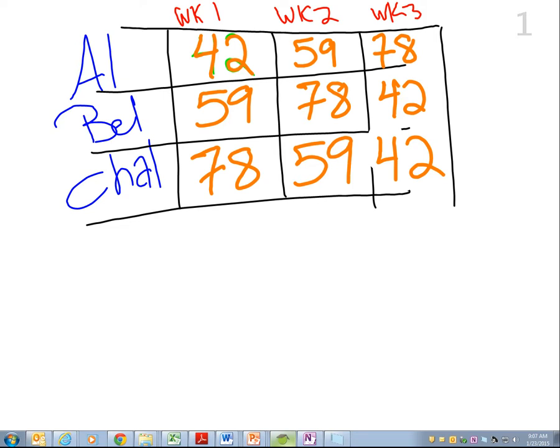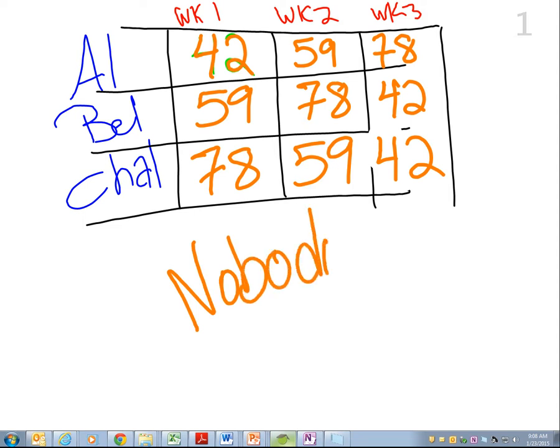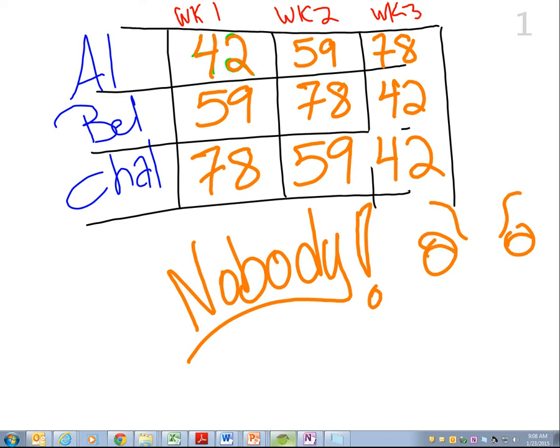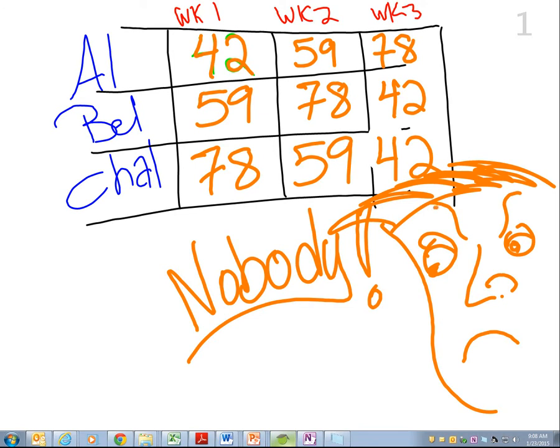Right away you can tell that they all sold the same, right? Is that commutative property or associative property? It's commutative, because they're all just added together in a different order. That's the commutative property. They all got the same, so nobody wins.